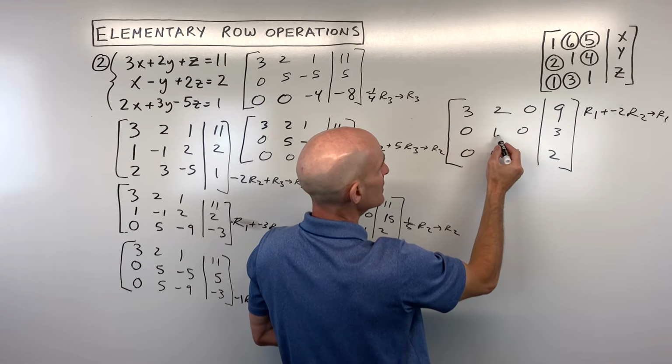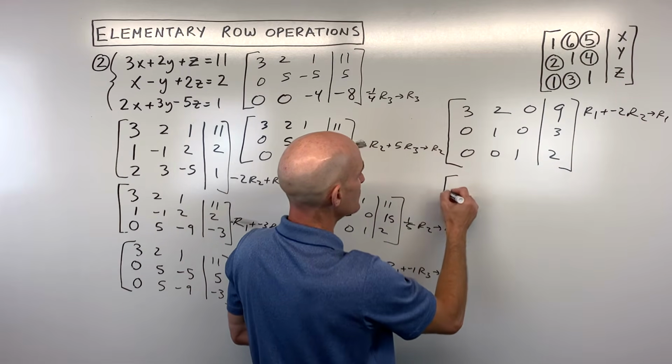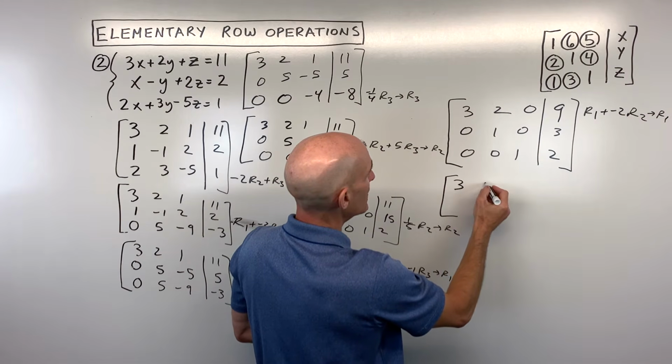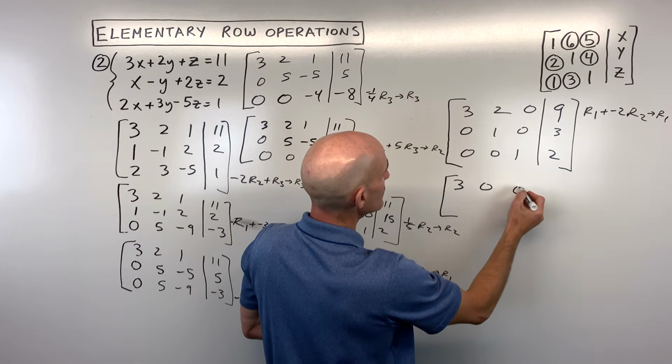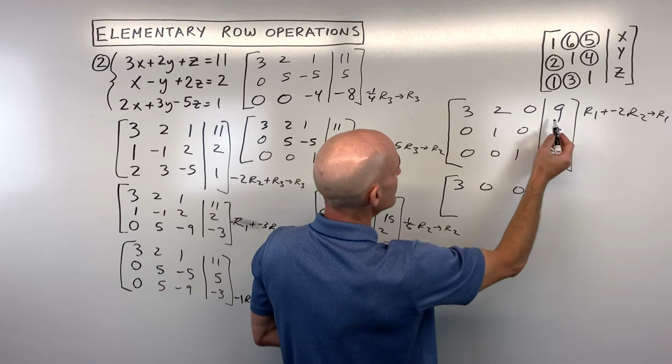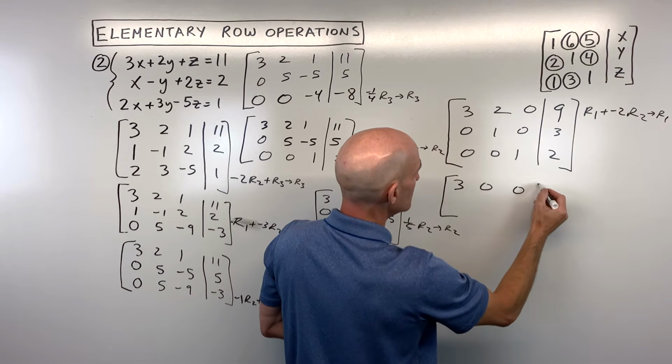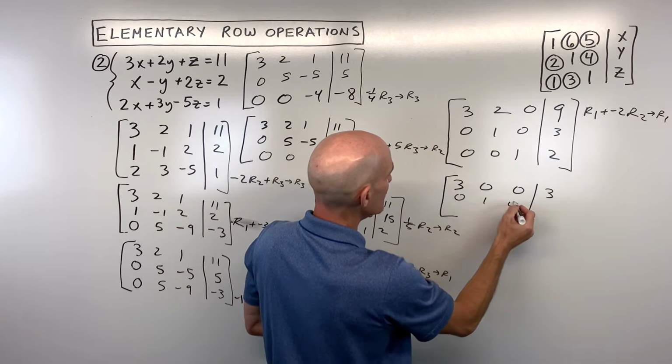This way, this will give us negative 2 plus 2 is 0. So let's put that answer right here. That's going to give us 3, 0, 0. And let's see, we've got 9 plus negative 6, which is going to give us 3. All the other rows stay the same.